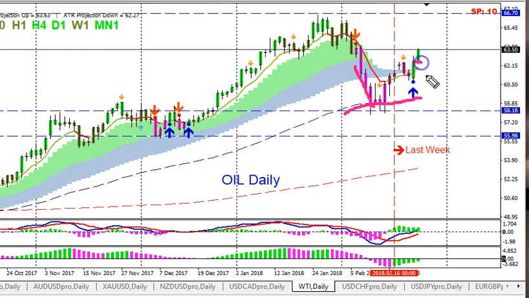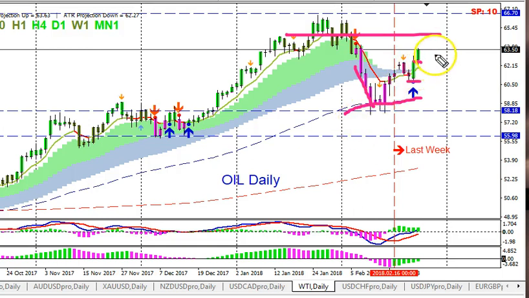You could have gotten in there. You stop right there, and we're looking for at least 1-to-1. So I expect price to go higher to at least this area over here. Okay, so price could go higher, and that's oil.